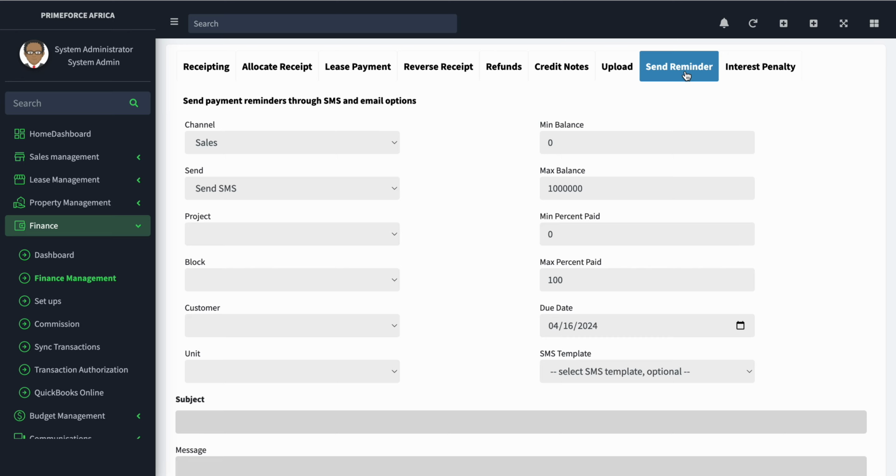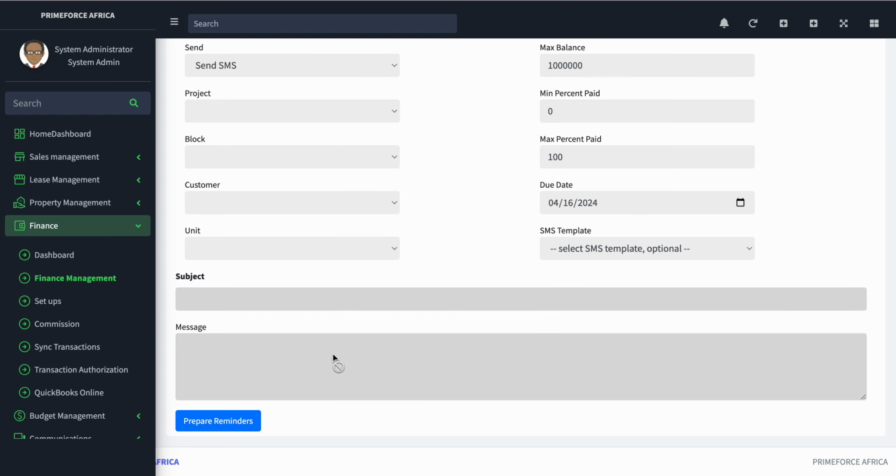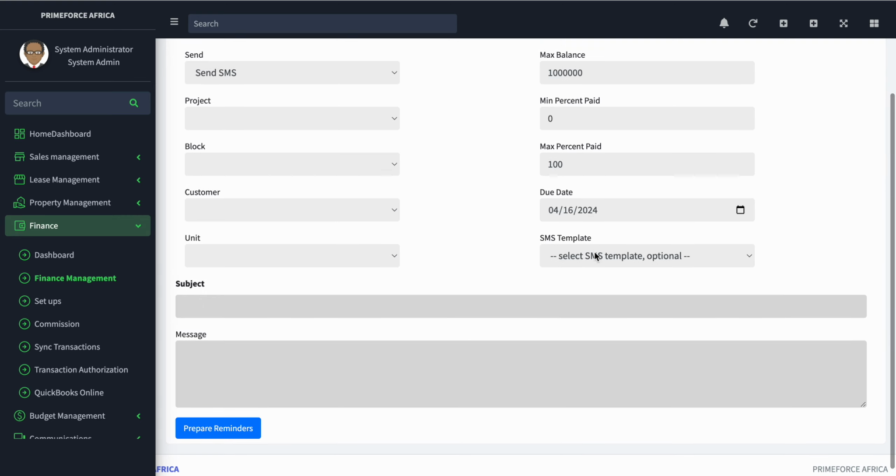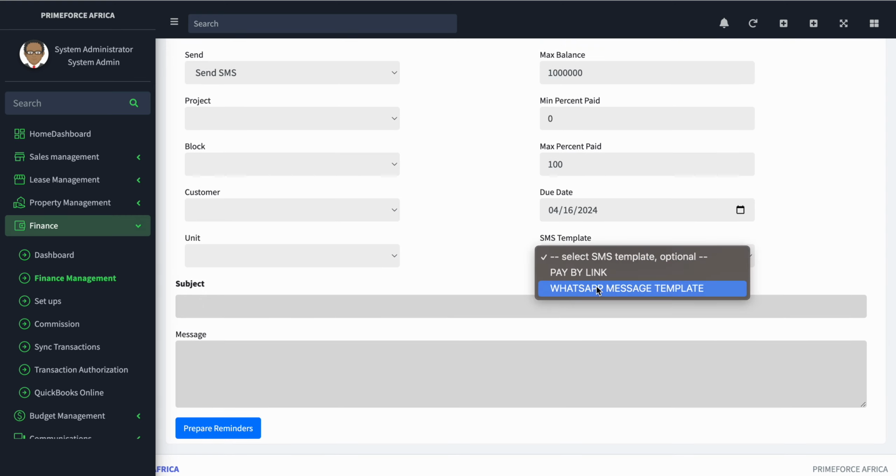You can also send out SMS reminders for balances that have not yet been cleared by customers. From this, you can determine whether you want to send out SMSs on the lease process or those in the sales process as well. You can filter by project, block, customer, or unit, and by minimum balance, maximum balance, minimum percentage balance, or maximum percentage balance. From here, you're able to prepare the message by capturing the message template, which will then be used for communication to the customers as well.